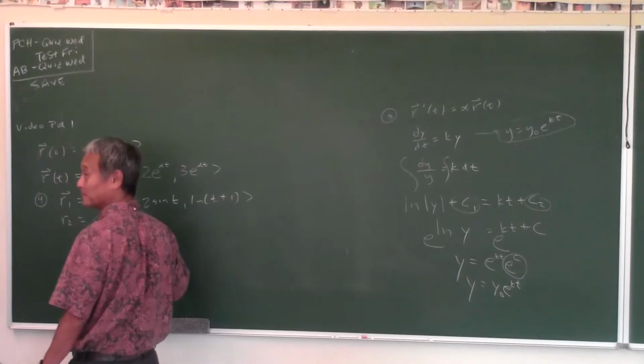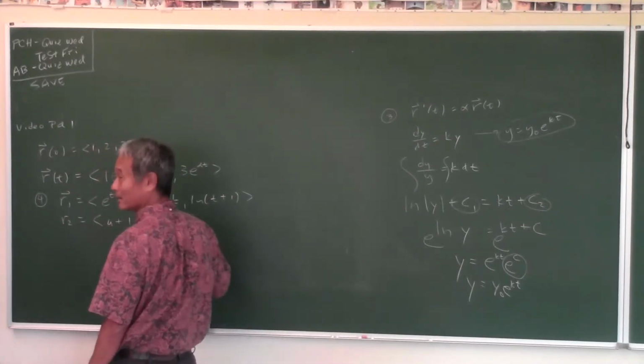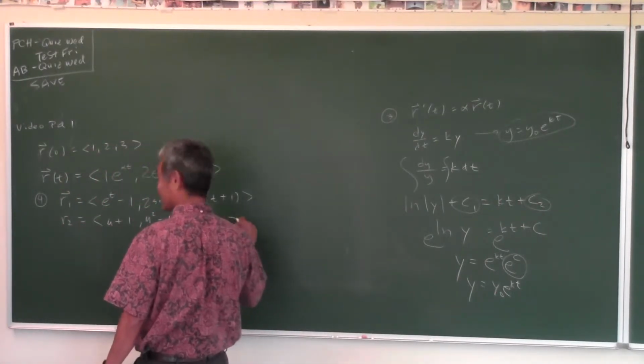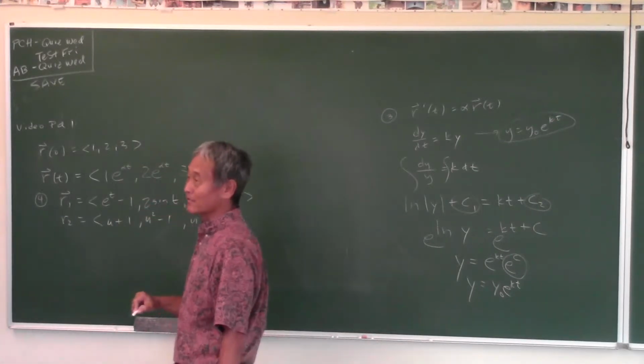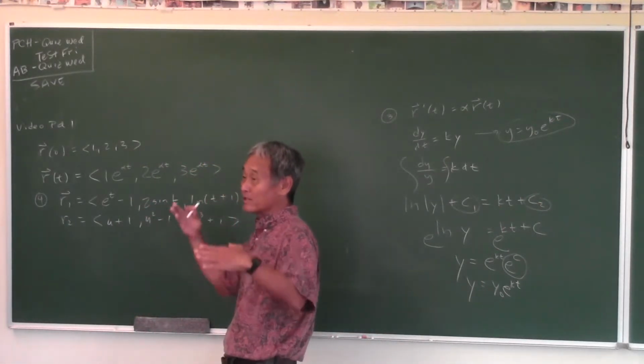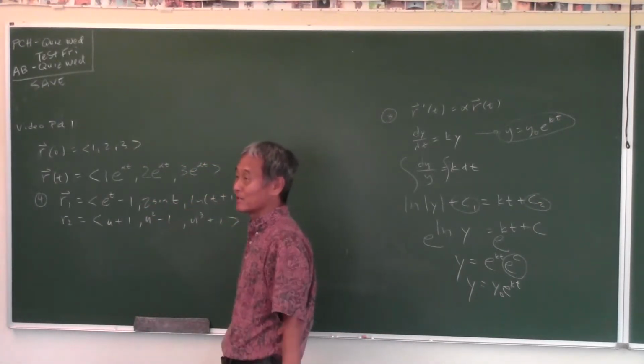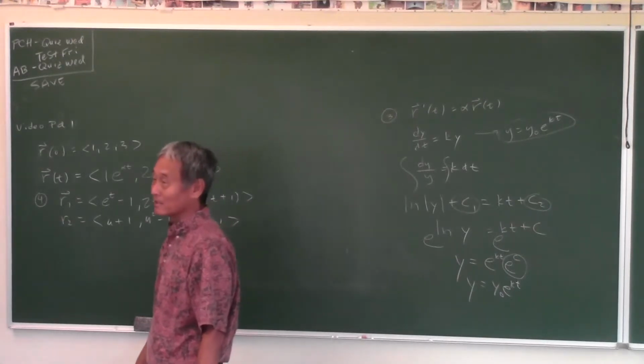R1 position vector is e to the t minus 1, 2 sine t, natural log. The second is u plus 1, u squared minus 1, u cubed plus 1, okay? And that's another position vector. They intersect at the origin, so that means they both pass through the origin. Find the angle of intersection.